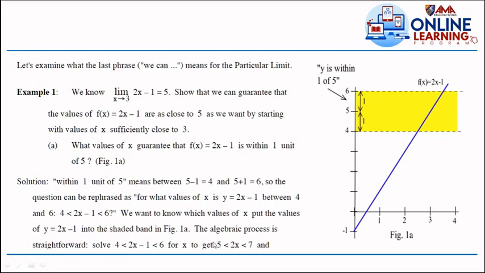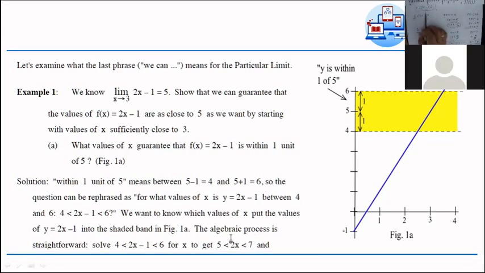Alam niyo ba kung paano nakuha yung 5 at 7? Do you have any idea po? Yung 4 at saka 6 kanina, alam na natin kung paano siya nakuha: 5 plus 1 and then 5 minus 1. Yung 5 at saka 7, do you have any idea kung paano po siya nakuha? So, paano siya nakuha? Bali, ganito po siya.